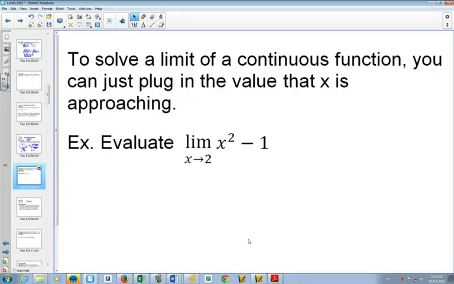So again, if you have something continuous that doesn't have any non-permissible values, it's just as easy as plugging that number in to find the limit. So for this one, x squared minus 1, as x gets close to 2, would be 3. You just plug in 2. 2 squared minus 1 equals 3.